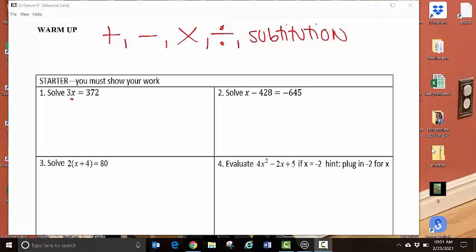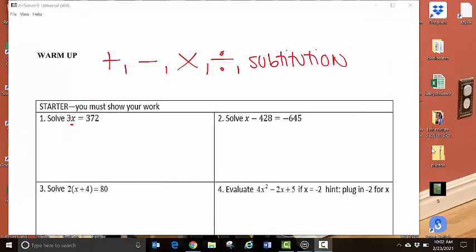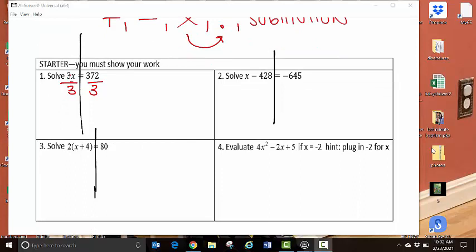Well, what is bothering x? The 3's on there. And how is 3 connected to x? By an invisible multiplication. Well, what's the opposite of multiplication? Division. So you divide both sides by 3. And I always start by putting a line through all the equals, so that I don't mess up the sides.